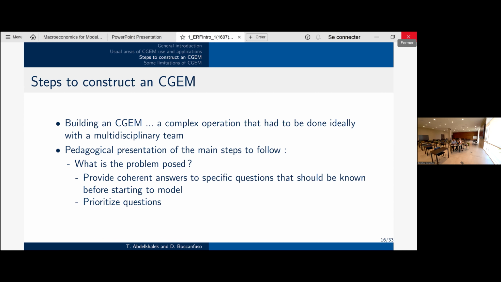So, the first thing we have to do when we want to use or not use a CGE model is to ask: what is the problem? When we have to use a CGE model, we do not start with a computer, a software or equations. No, the first step, and this is my experience, is to ask what is the problem posed by the policy we want to simulate. From that, we can provide a coherent answer to the specific questions.